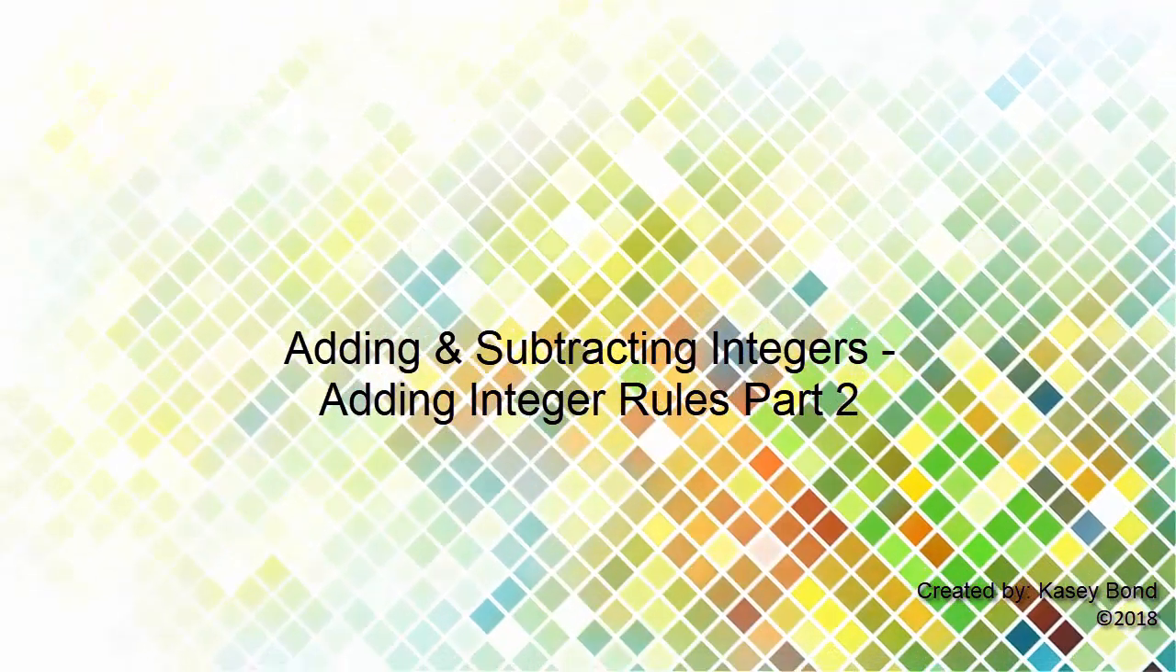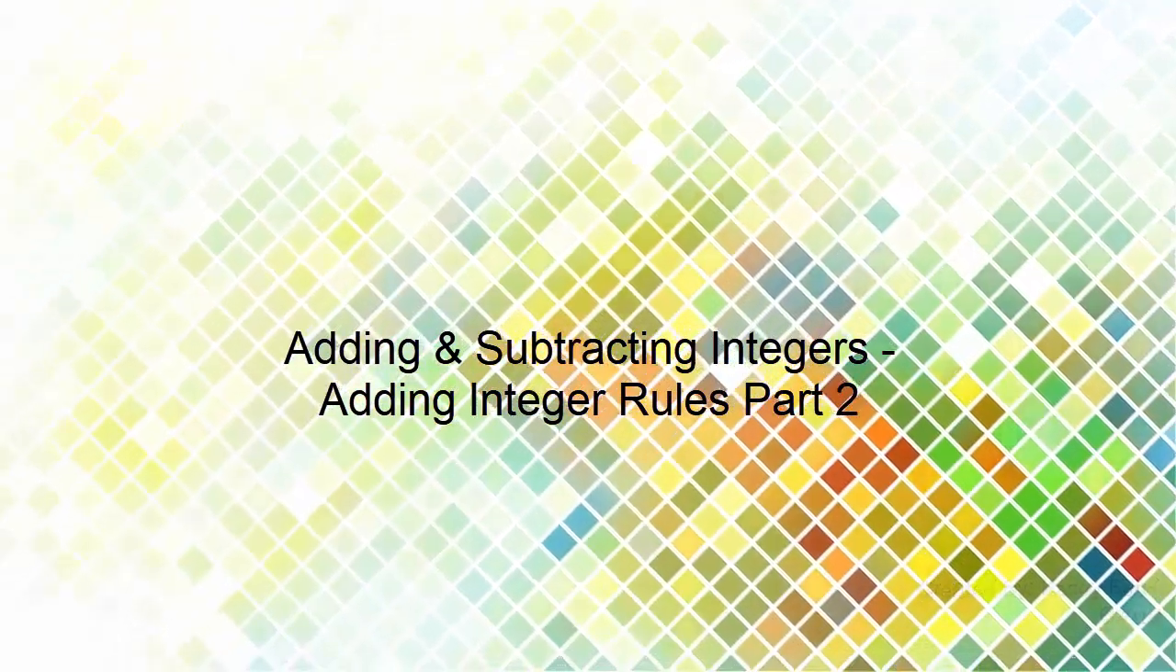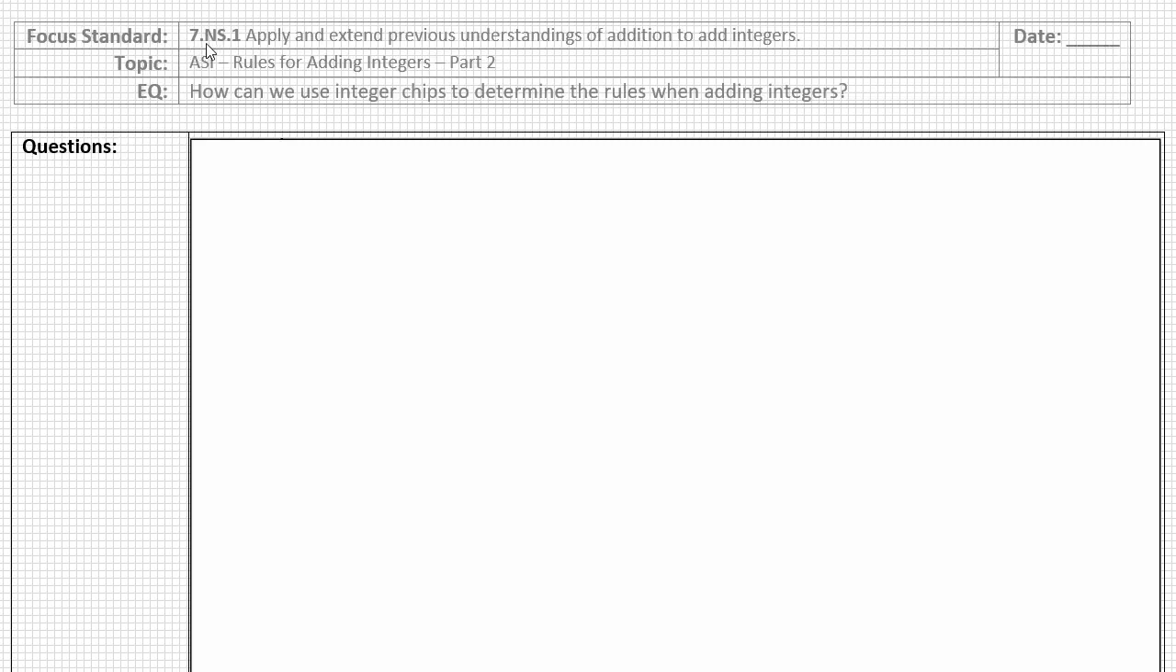Our focus standard for today's lesson comes from Grade 7, Number System, Standard 1. Apply and extend previous understandings of addition to add integers. Our topic continues to be from our Adding and Subtracting Integers unit. Rules for Adding Integers, Part 2. Our essential question is, how can we use integer chips to determine the rules when adding integers?